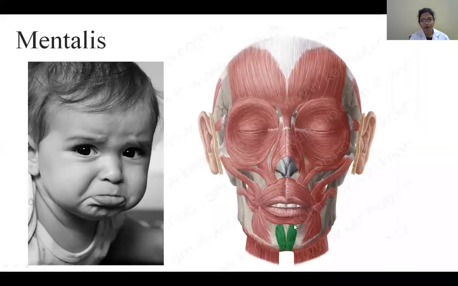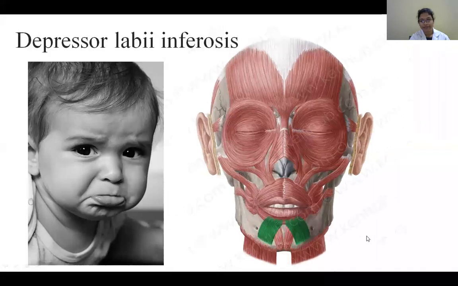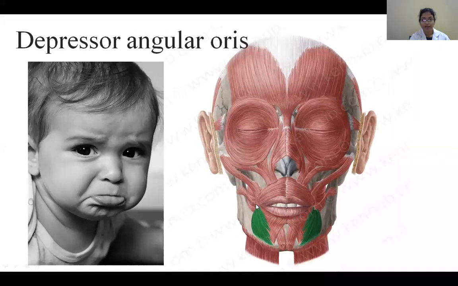So this is a small muscle over here. This is mentalis muscle. This is depressor labii inferioris, and above this is depressor anguli oris. So contraction of all these muscles will lead to depression of the lower lip.